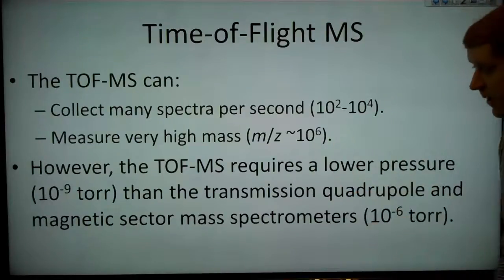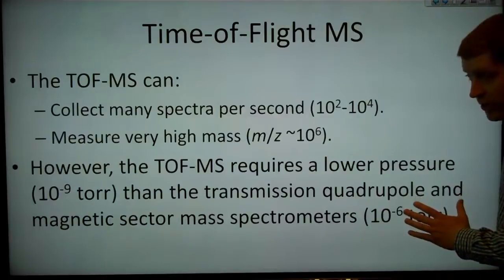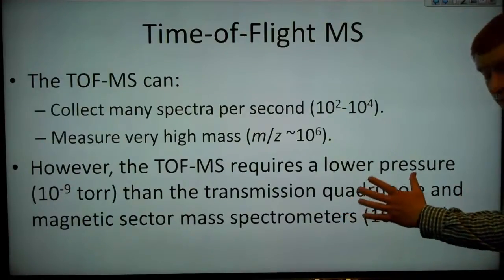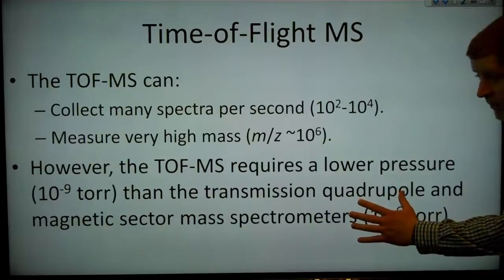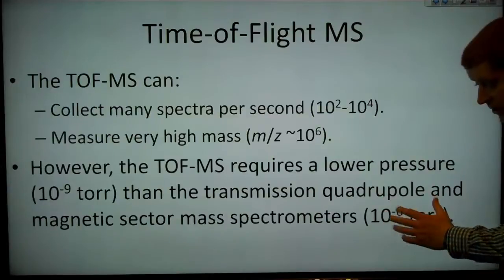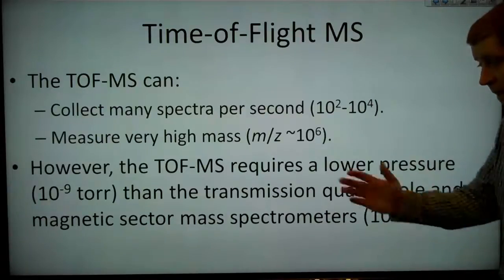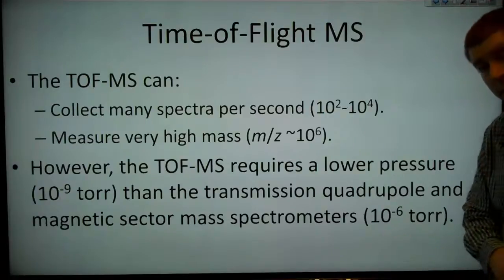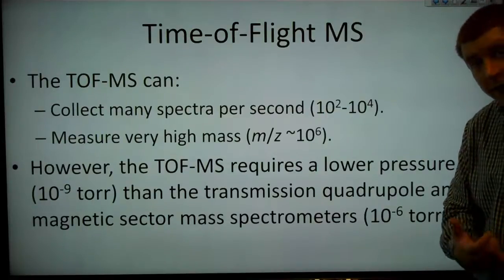But the time-of-flight mass spectrometer requires a lower pressure. This is something like 10 to the minus 9 torr. And this is ultra-high vacuum. So the time-of-flight mass spectrometer requires a lower pressure than the transmission quadrupole and the magnetic sector mass spectrometers, because those each require 10 to the minus 6, or just high vacuum.